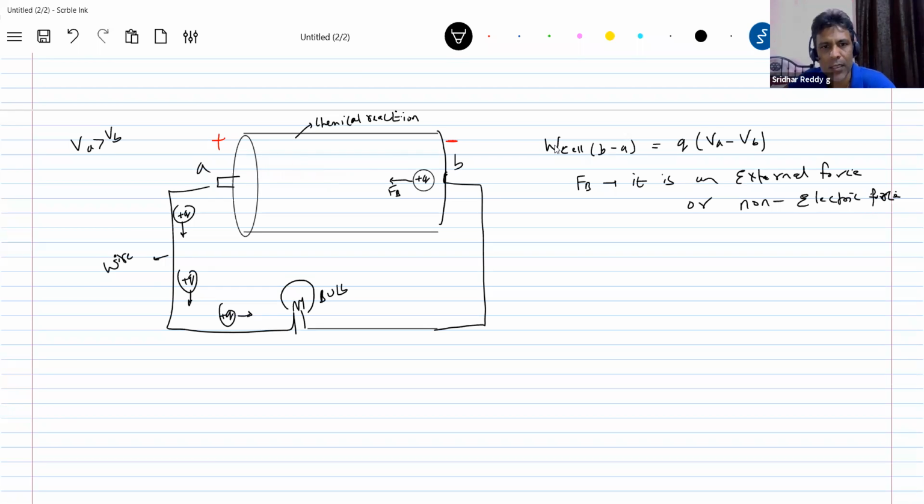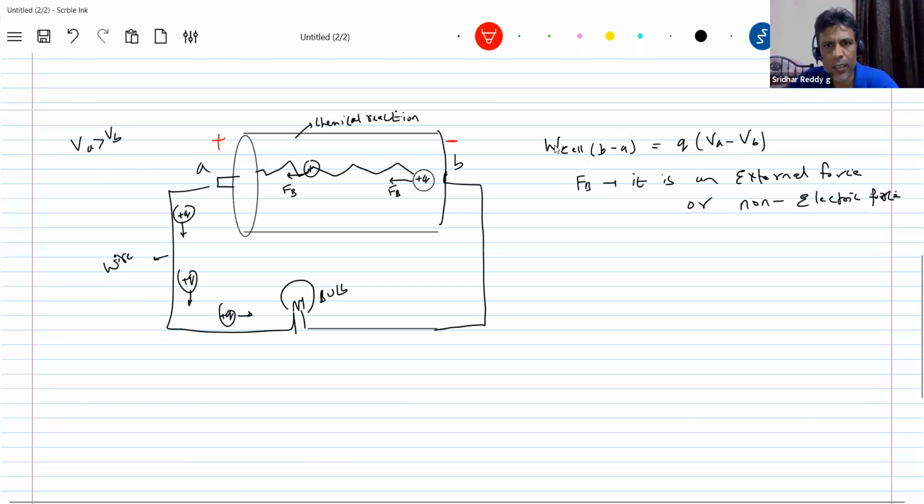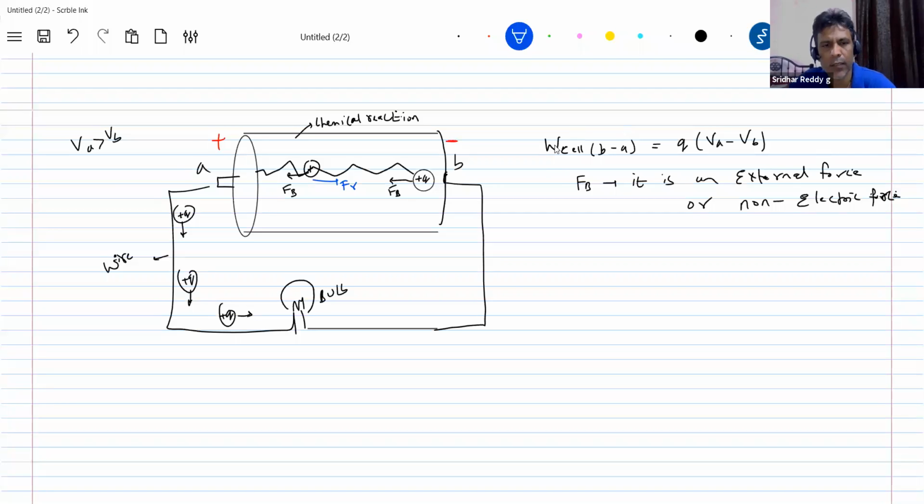Why this zigzag path? Because the material will offer resistance, and even the chemical liquid will offer resistance. When a molecule is moving, it will encounter collisions with adjacent molecules. So the charged particle will experience a resistance. I'll indicate this as FR here. So what is FR? The resistance force offered by the material to the charged particle. Everything that happens is represented by the internal resistance of a cell.